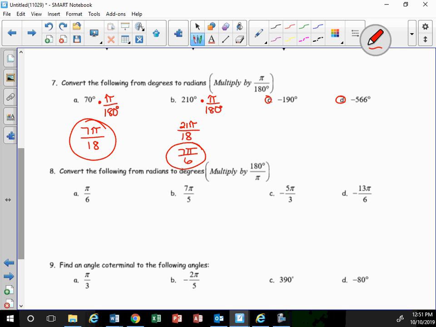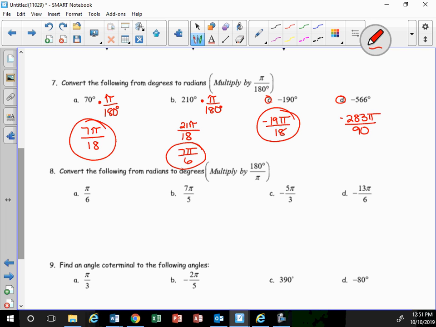All right, guys, so negative 190. What'd you end up with? Negative 19 pi over 18. Good. Okay. Negative 566. So you can divide it by 2, right? And we get negative 283 pi over 90.